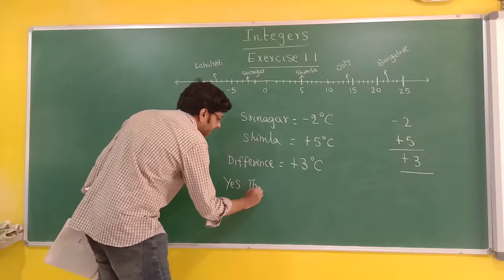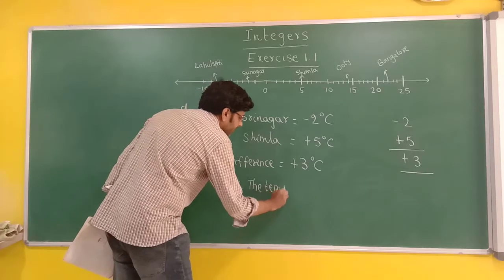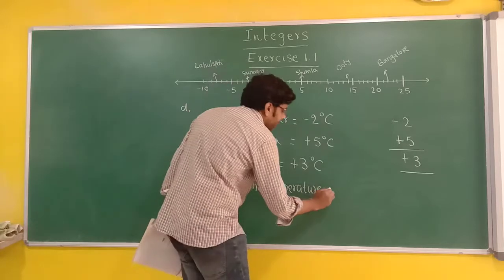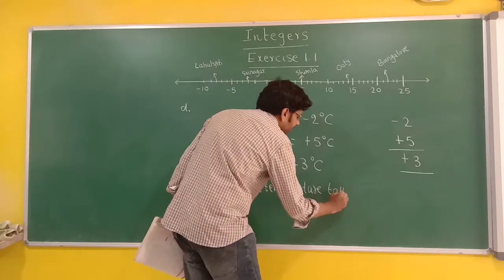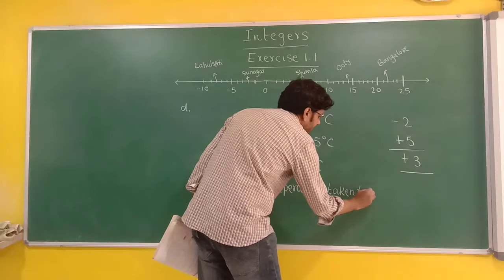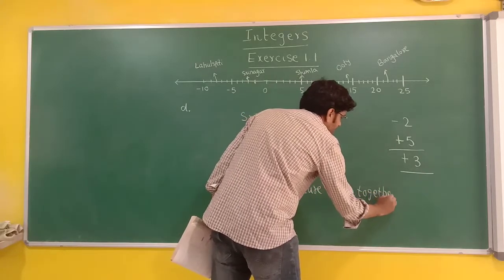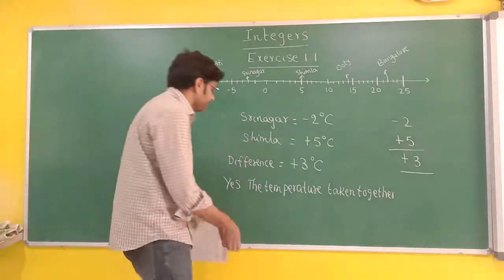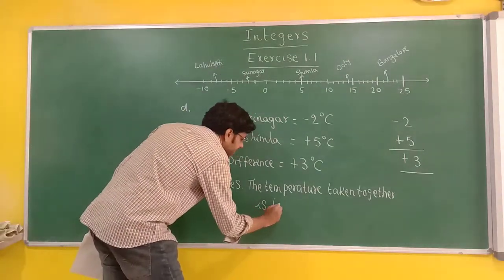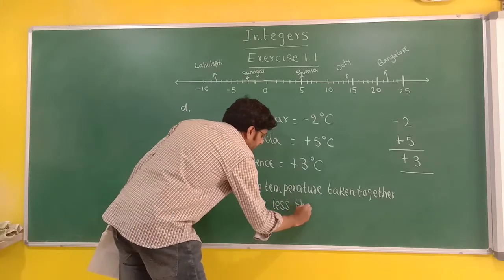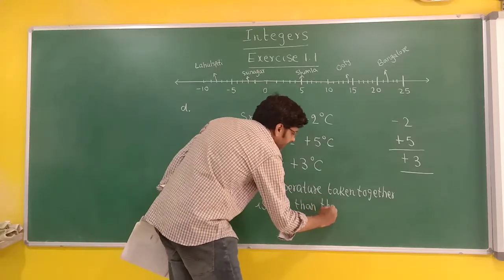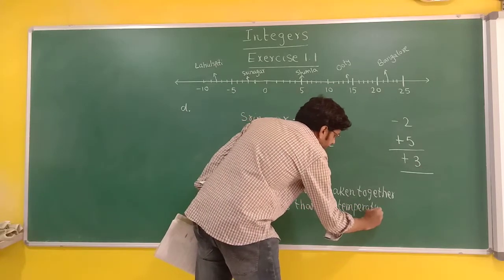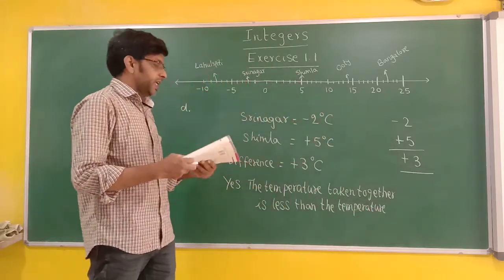I am writing the step, listen carefully. The temperature taken together means which cities together? These two cities together is less than the temperature at Shimla.